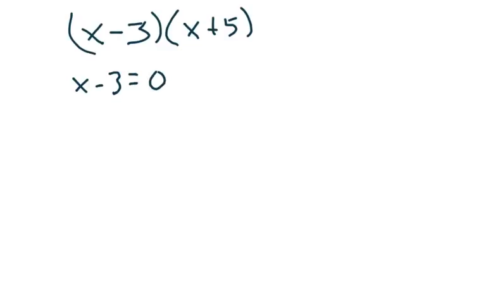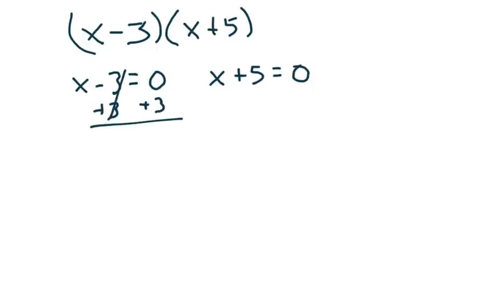So whenever you're asked to find any of those, you'll set your factors equal to 0. So we have our x minus 3, that's one factor. We set it equal to 0. We have our x plus 5. That's our other factor. We're going to set it equal to 0. Now we're going to go ahead and solve. So, here we have minus 3. We want to move it over to the other side. So we're going to add 3 to both sides.